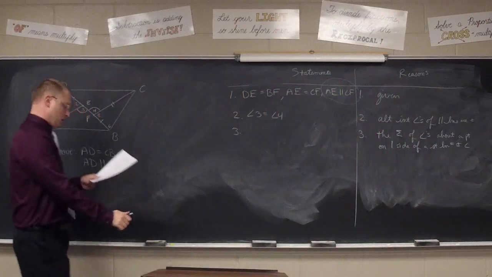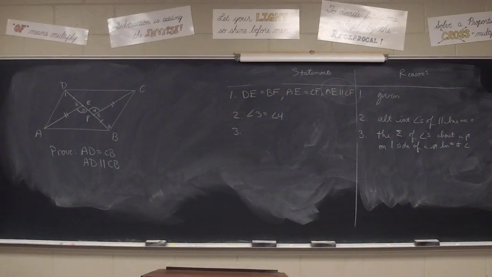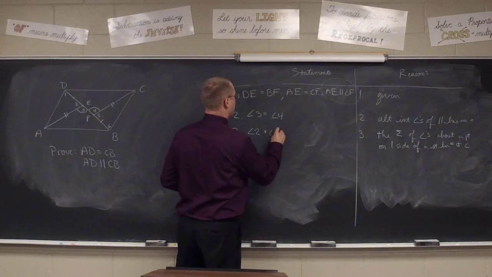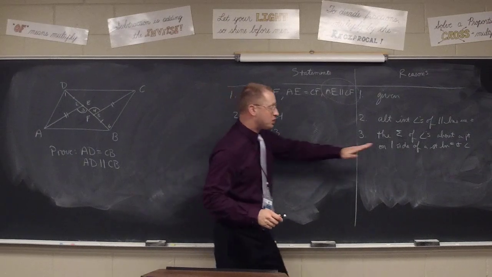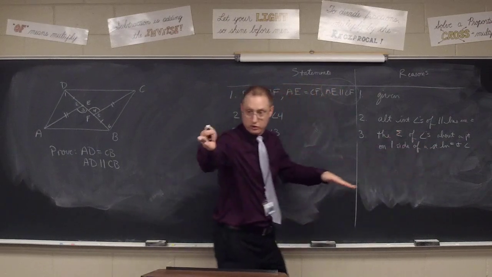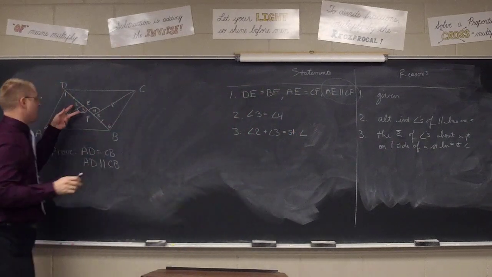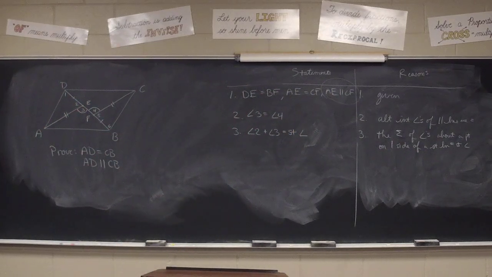What statement do you suppose we would make with that reason? Looking at the picture, where do you see some angles that are about a point on one side of a straight line? Brandon? Angle 2 and angle 3. Okay, so I could say that angle 2 and angle 3 add up to the sum equals a straight angle. How many others think of the same thing? Say that 2 and 3 together make a straight angle?